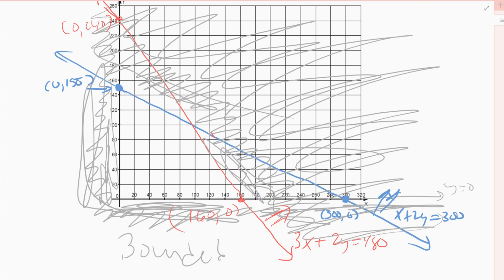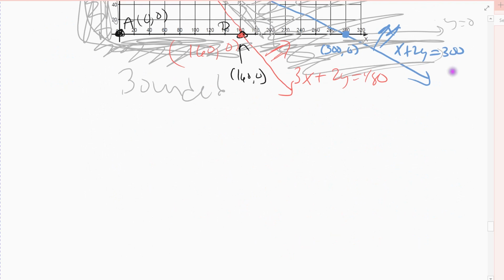There are 4 corner points. There's the first corner point here at A at the origin, which I know what that is. There's the corner point here, I'll call that B. That's the point 0, 150. This is the one I'm going to have to figure out. And then D, I can't quite see it there, but I know that's 160, 0. So C is the only one I have to figure out.